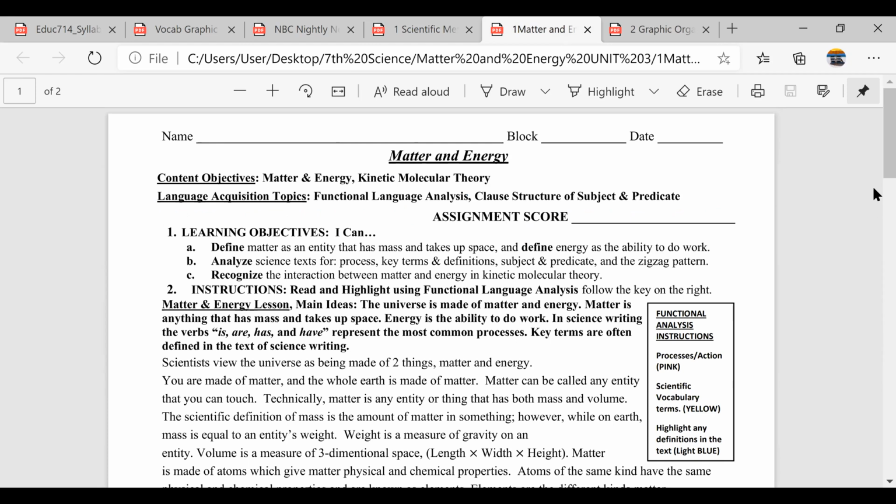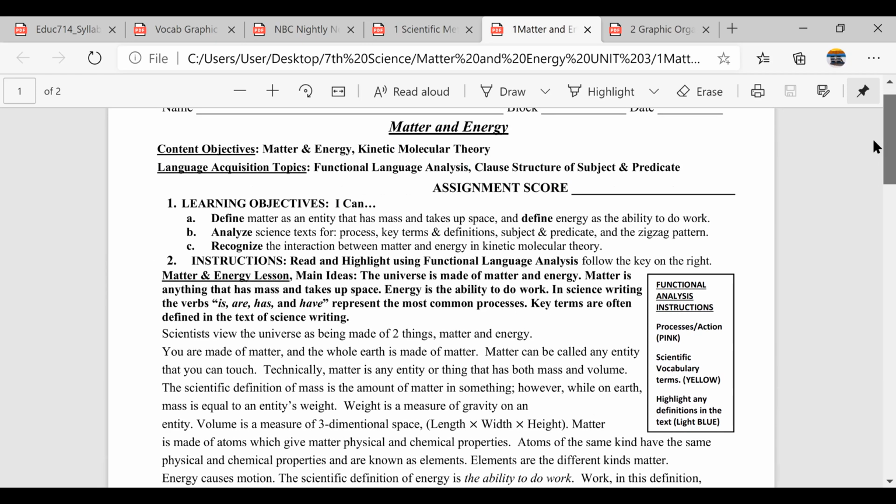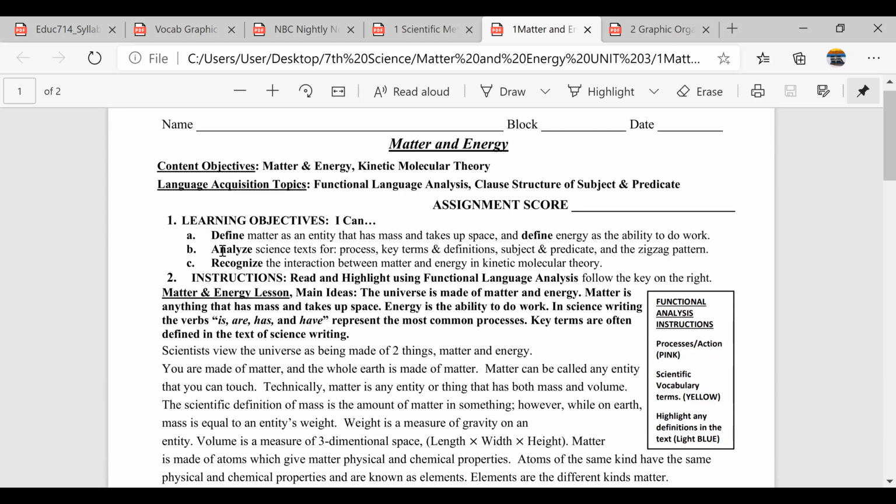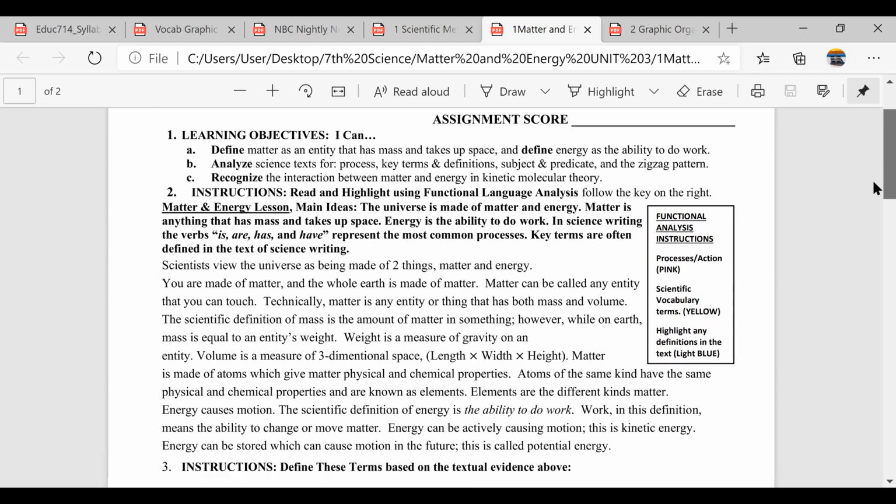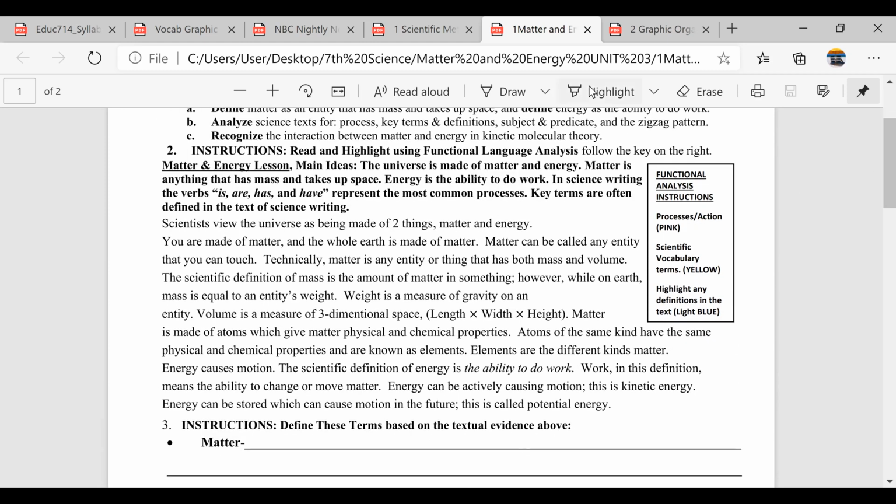And the next lesson I'll show you is about matter and energy. So I start with these commands or things that they want to do: define matter, analyze science text for process, key terms, definitions, subject, predicate, and the zigzag pattern, and recognize that there's an interaction between matter and energy. So this first paragraph, we are going to highlight, just as a part of acknowledging the main ideas. That's where we're going to start, is highlighting the main ideas.